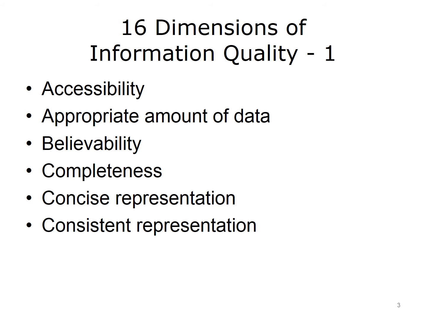Accessibility, the extent to which information is available or quickly and easily retrievable. Accessibility would also be dependent upon and relative to the skills and abilities of the person accessing the data. Appropriate amount of data, the extent to which the volume of data is appropriate to the task at hand. For every task or decision, there is an optimal amount of information, after which more information will not create a more desirable outcome, but may impact the outcome negatively by increasing the amount of noise and confusion.